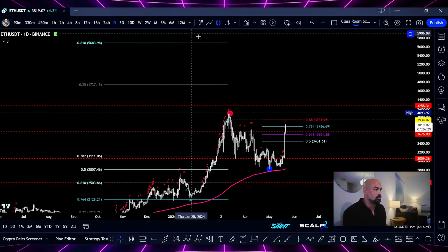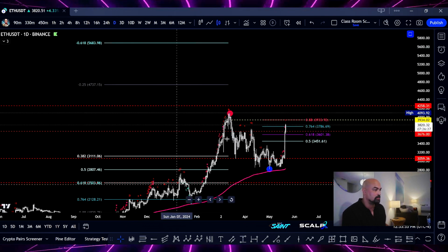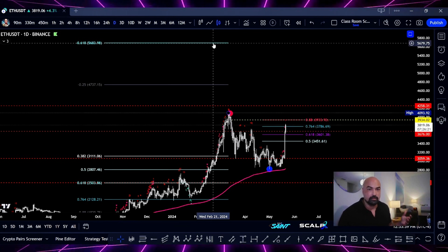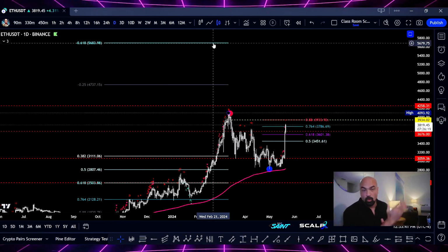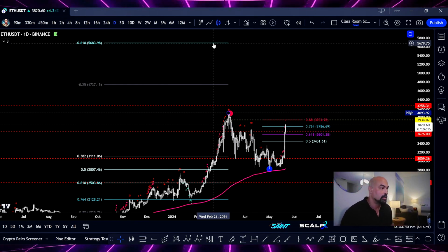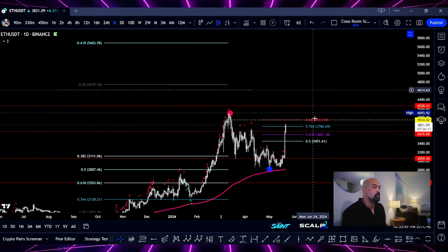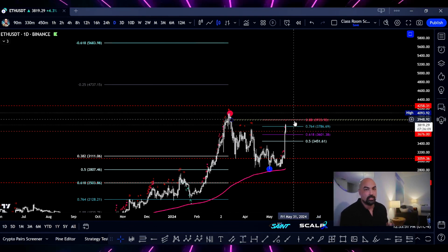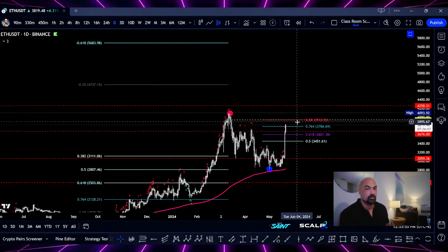You've got this entire impulse, and it can go all the way up to 5,600. But a lot of us know that price just doesn't go up in one shot. It's going to take breathers. It's going to take breaks. So this is where I would anticipate a break can happen. And once the break happens from here, then I'll measure and start to look for support areas, support zones.